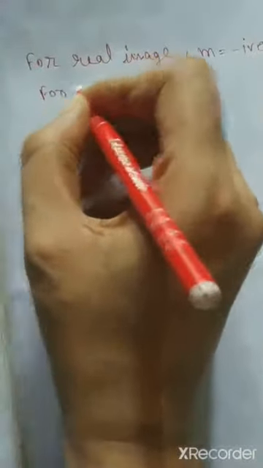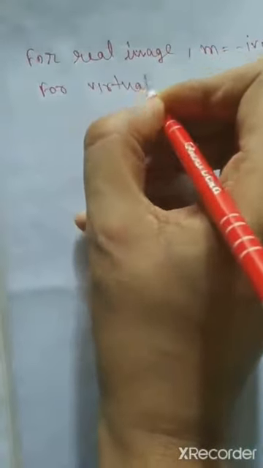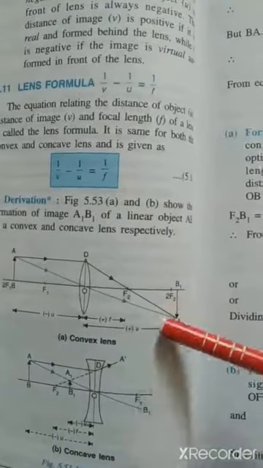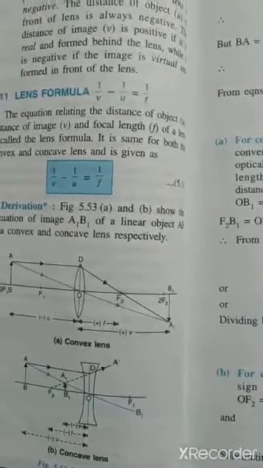And for a virtual image, when the image formed is virtual, in that case m will be taken as positive. Okay, why? Because if you see, when the real image is formed, the length of the object is above the principal axis and the image is below the principal axis. So because of that, this is taken positive and this is taken negative. So in the real case, m, which is the ratio of I by O, will become negative.